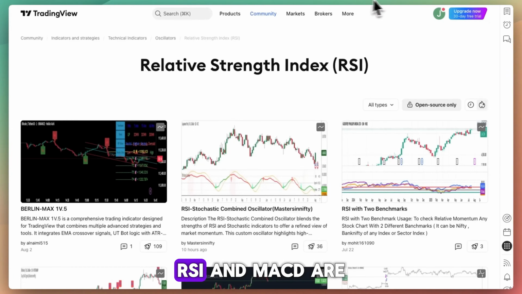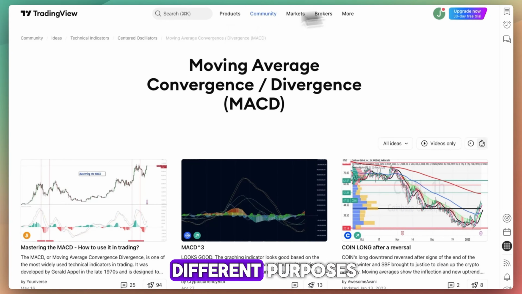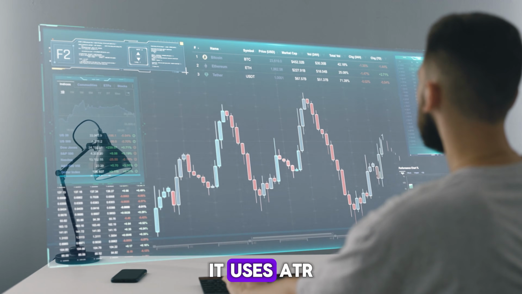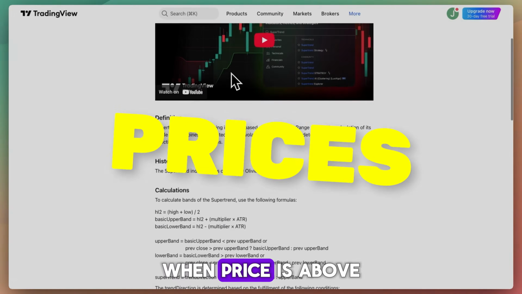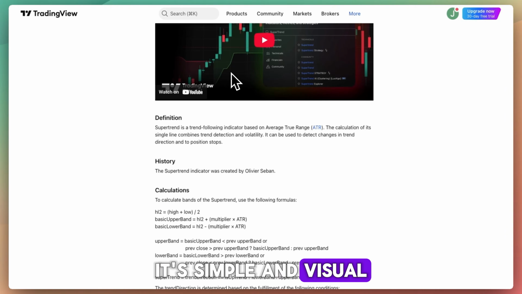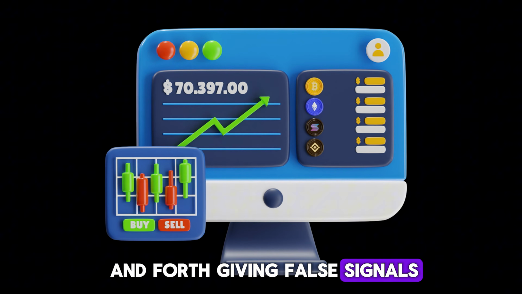Supertrend, RSI, and MACD are three of the most popular indicators, but they serve very different purposes. Supertrend is a pure trend following tool. It uses ATR, or average true range, to adapt to market volatility. When price is above the line, it signals an uptrend, below it, a downtrend. It's simple and visual. But in sideways markets, it can flip back and forth, giving false signals.